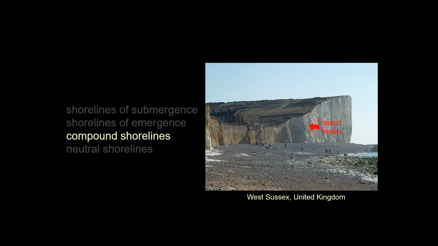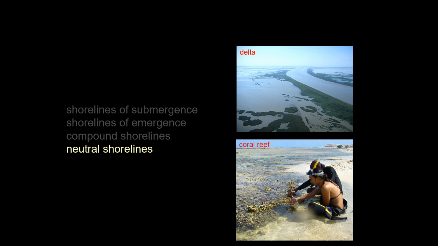Compound shorelines are shorelines that have experienced both submergence and emergence. In this area, West Sussex in the United Kingdom is one example. You can sort of see a little bit of a raised beach, a beach that's been pushed upward a little bit, uplifted. But compound shorelines are pretty unusual in that they have experienced both submergence and emergence in recent geologic history. And then finally, neutral shorelines are areas that have experienced neither submergence or emergence. And some examples, deltas and coral reef areas.